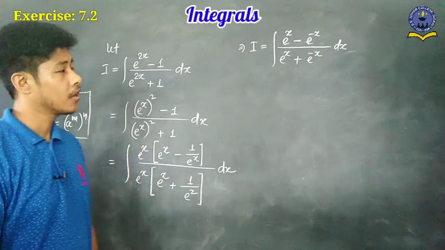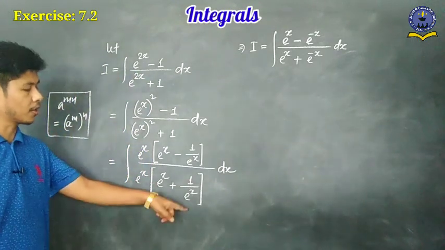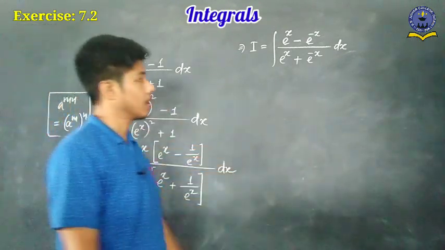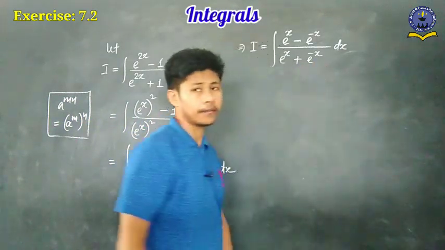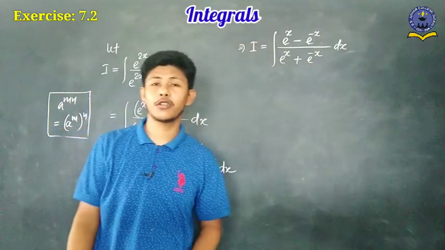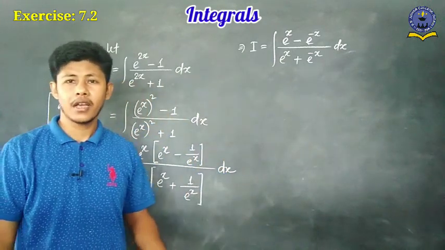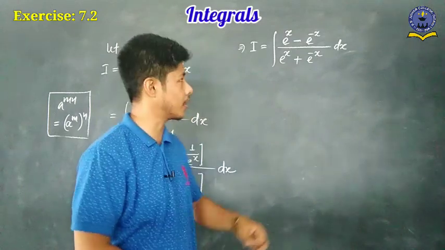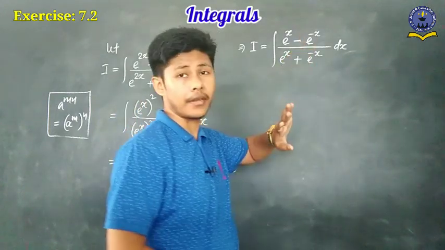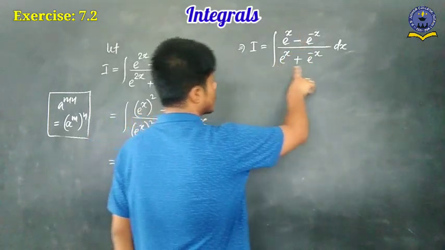Is it clear? So this one we write 1 by e to the power x means e to the power minus x. So if you substitute this denominator part here, you see d/dx of e to the power x is what? E to the power x, and d/dx of e to the power minus x is what? Minus e to the power minus x. So that's why both the results are present here. So that's why we have to substitute this denominator part.